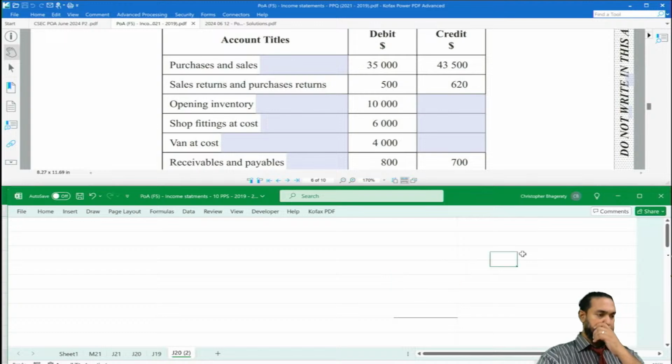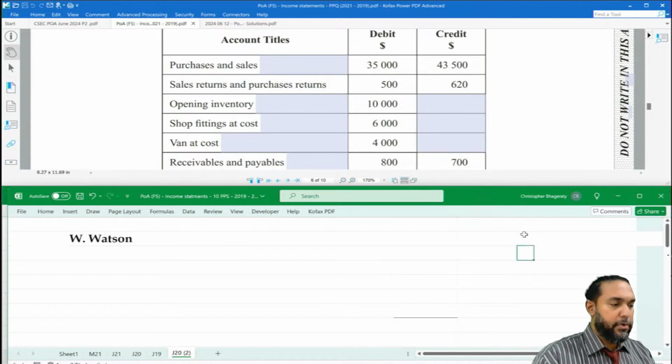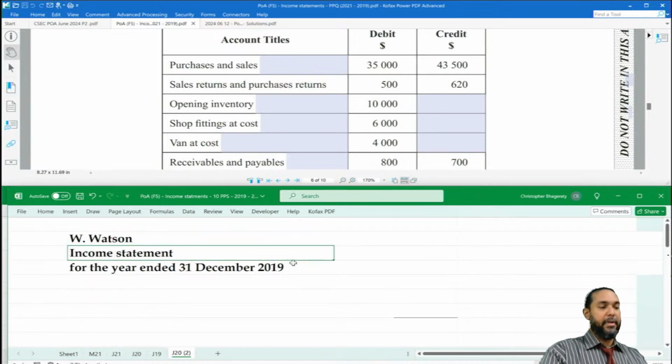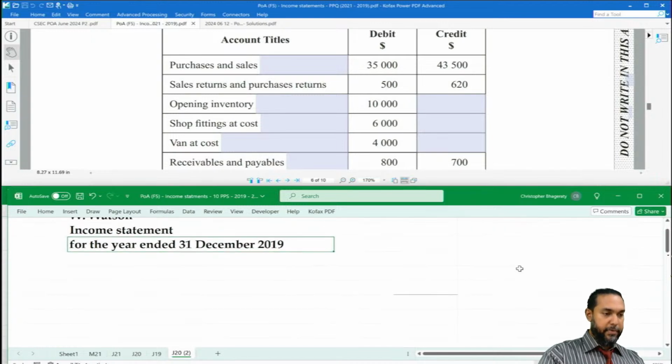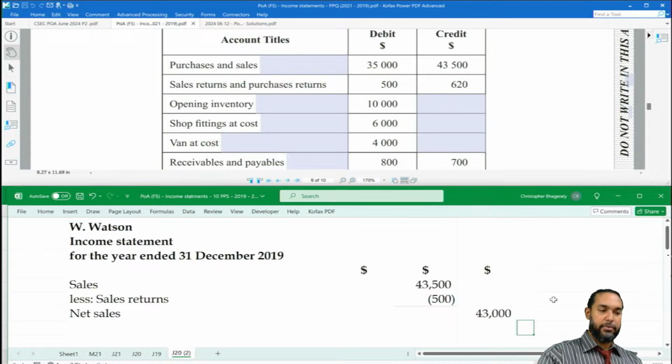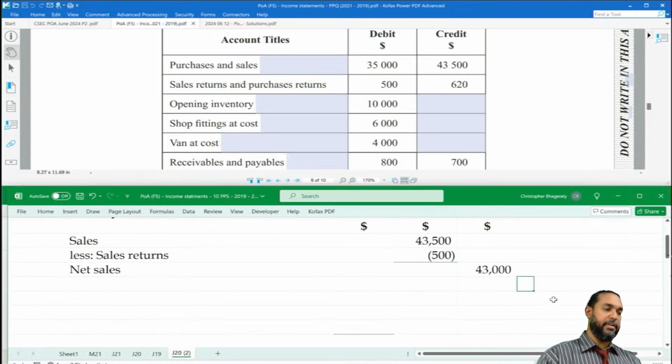All right. Okay, so guys, first things first, of course, you have to head it up properly, right? So it's W. Watson, income statement for the year ended 31st December 2019. Now, don't forget to put your dollar signs as well. You're going to start with the sales figure of 43,500 minus the sales returns figure of 500. That's going to give us a net sales figure of 43,000, right? So far it starts off pretty simple. Sales minus sales returns is net sales.